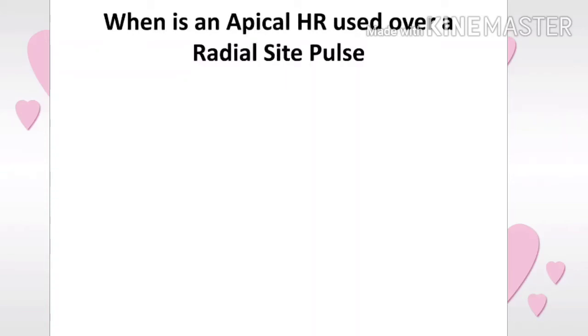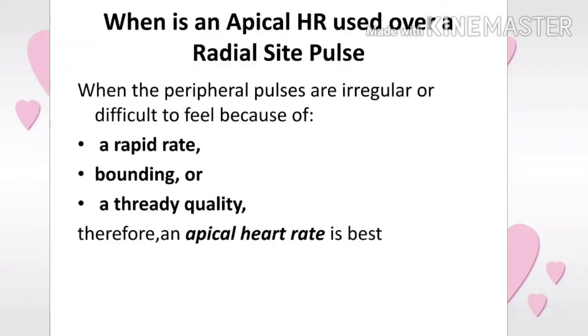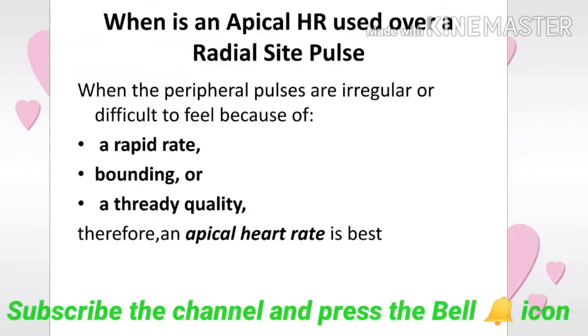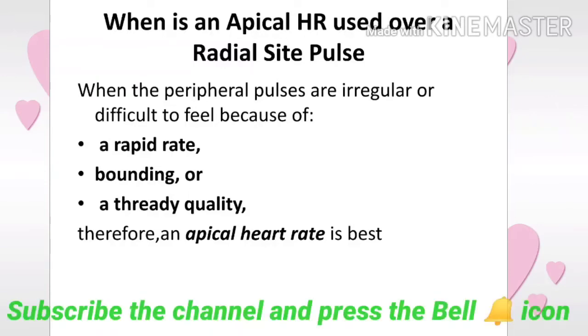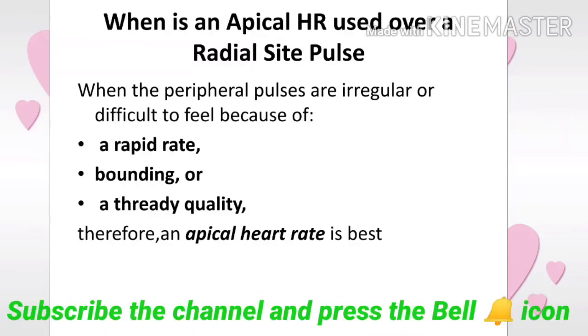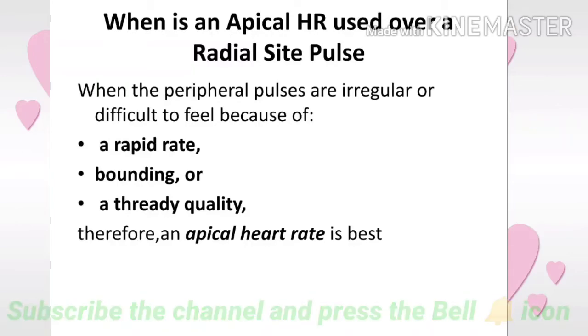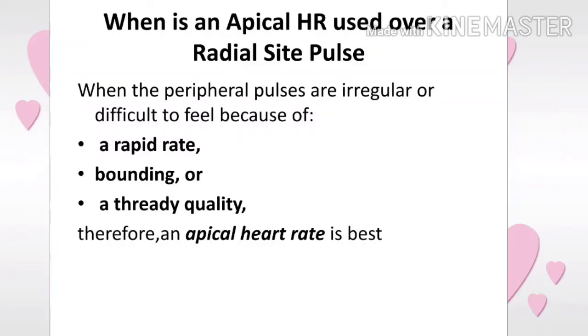When is an apical heart rate used over a radial pulse? When the peripheral pulses are irregular or difficult to feel because of a rapid rate, or if it is a bounding pulse or of a thready quality, then we have to use the apical heart rate.